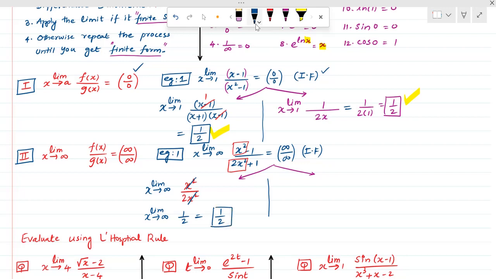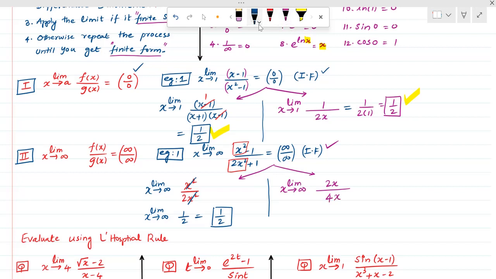Now the same problem we will solve by using the L'Hopital rule. If you apply the limit, you will get infinity over infinity, which is an indeterminate form. What is the rule for L'Hopital? You have to differentiate the numerator and denominator separately. While differentiating the numerator, you will get 2x, whereas in the denominator, you will get 4x.